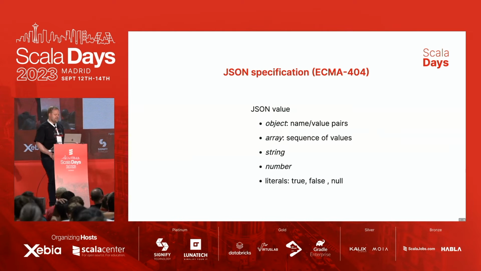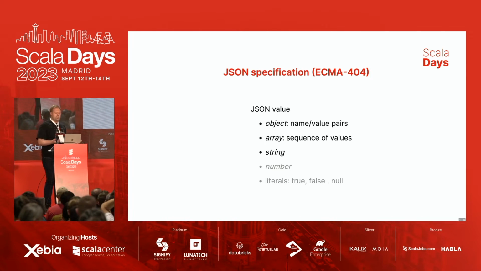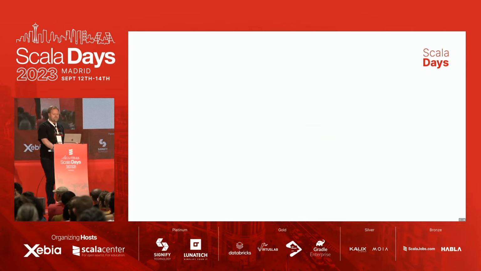So first, if you are not familiar with JSON, the specification says that we have objects, which are a sequence of name-value pairs, arrays, which are sequences of values. We have strings, we have numbers, and we have the literals true and false. But we're only going to focus on objects, arrays, and strings because numbers and booleans in the macro implementation are basically the same as the implementation for a string. So this will simplify a bit the code in the slides.